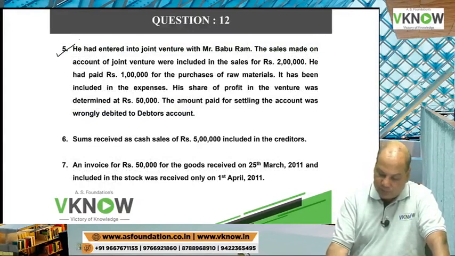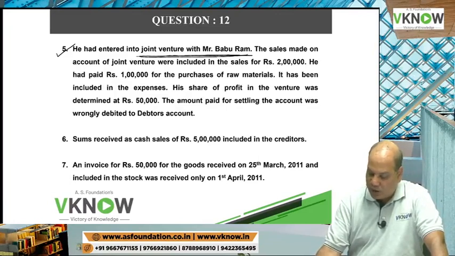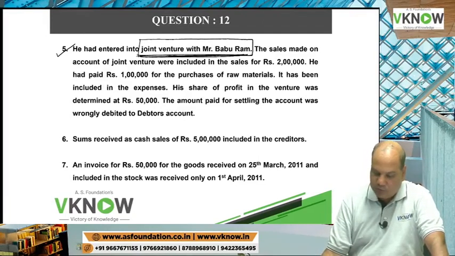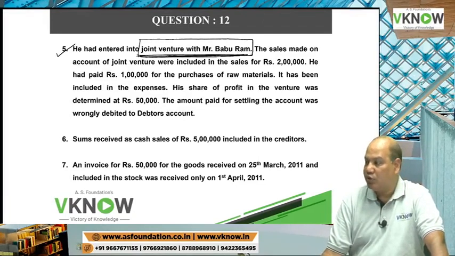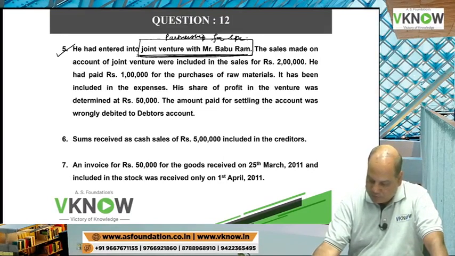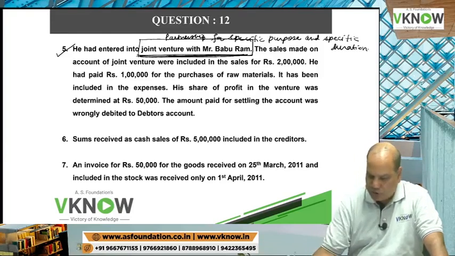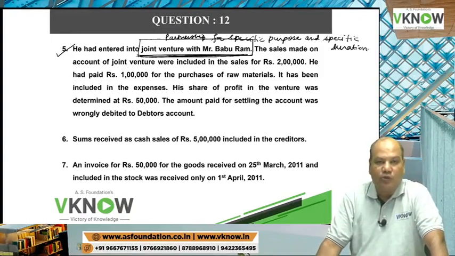Question adjustment number 5. He had entered into a joint venture with Mr. Babu Ram. So this question has one joint venture adjustment also. Have you ever heard about joint venture? Joint ventures are partnerships for a specific purpose and some specific duration. Their partnership is for carrying out some specific transaction and for some specific duration only. So that is joint venture.